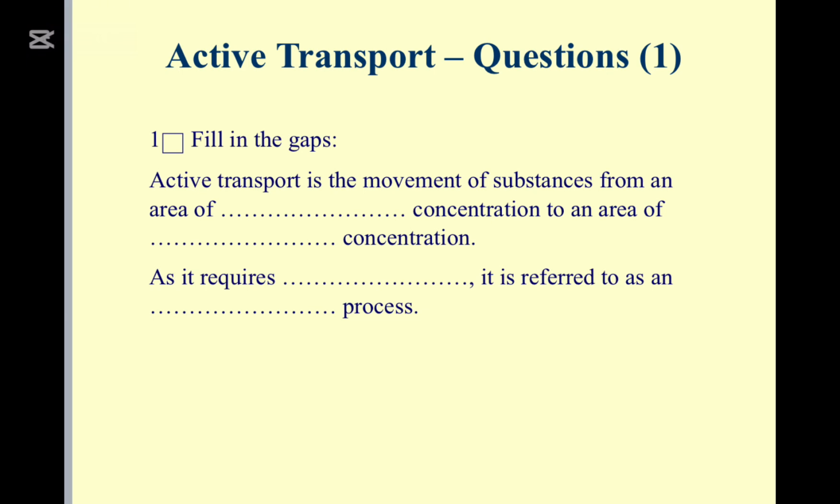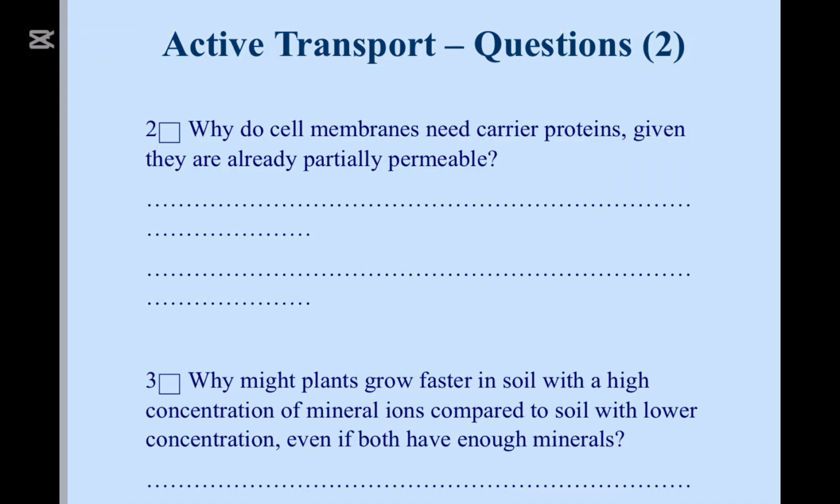Now, I haven't talked about this particular aspect of questions. Now, let's go to the next. The next question on our list is, why do cell membranes need a carrier protein, given they are already partially permeable? Because they need a carrier protein to be able to bind to the molecules. And in this process of binding to the molecules, they require energy from mitochondria, which helps them to change their shape so that these molecules they are bound to can be easily transported into the cell.